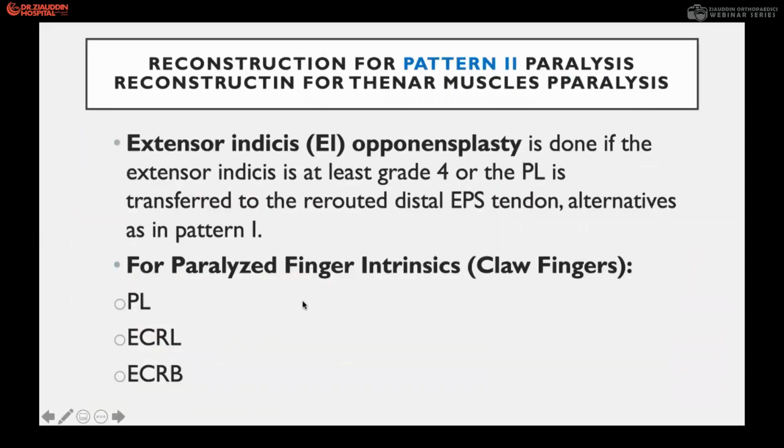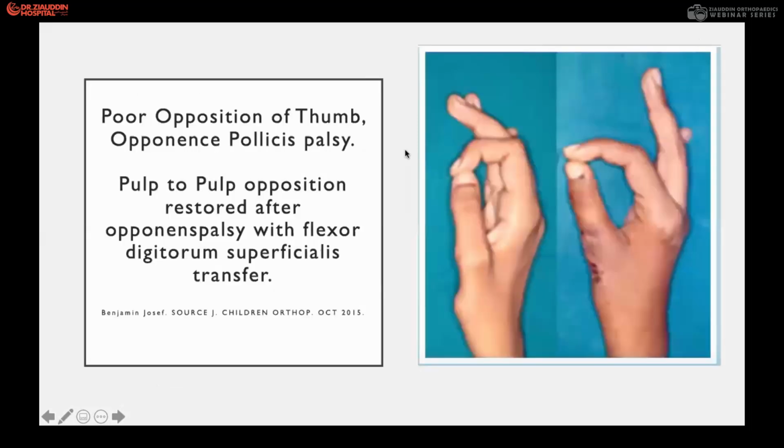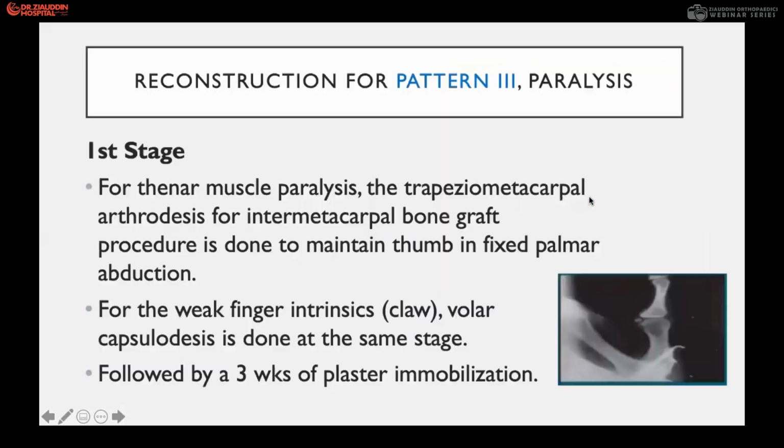Here are the paralyzed intrinsic muscles, clawing of the fingers. They can be restored with the palmaris longus or extensor carpi radialis longus muscle or extensor carpi radialis brevis, and extensor indicis is used for the opponensplasty. This example shows the weakness of the extensor abductors of the thumb, and after transfer of the sublimis tendon, there is a good pinch and good power at the thumb.